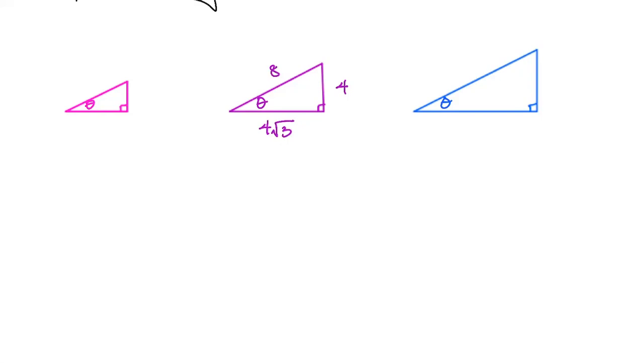And so in your groups, what you're going to do is find your sine theta, your cosine theta, and your tangent theta. Set it up so that it's not reduced, and then reduce it, but keeping everything with radicals.